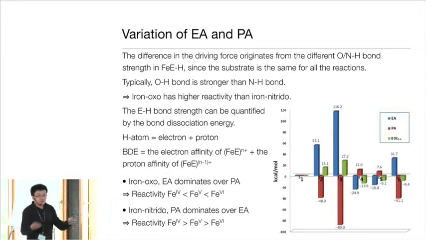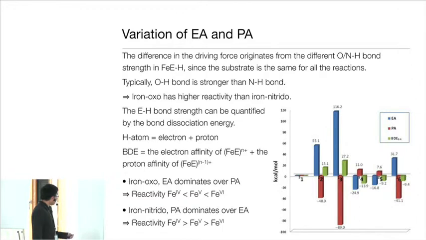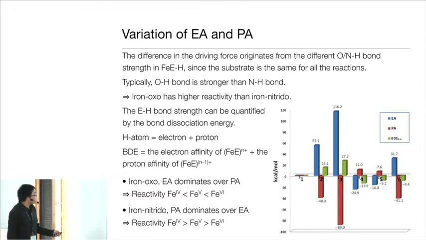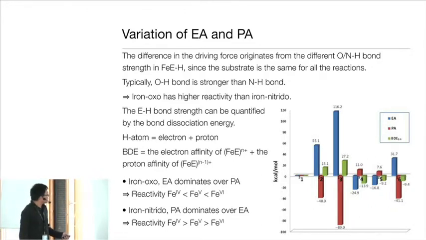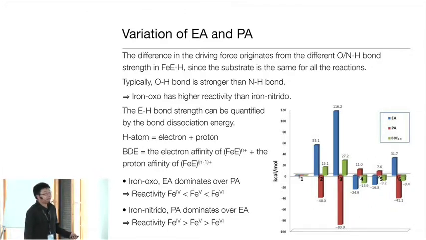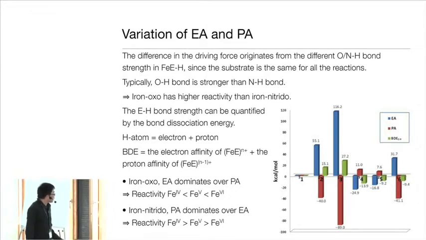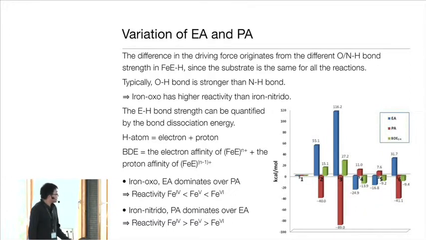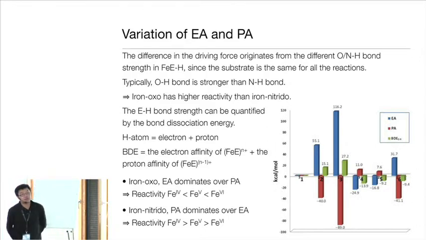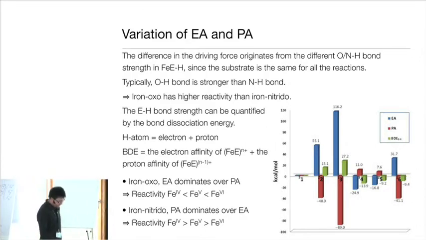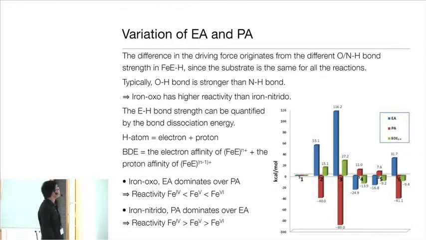And that makes dramatic differences. For the iron oxo series, we found the electron affinity is dominant over the proton affinity. For the nitrido, we found the proton affinity dominant over the electron affinity. That gives the trend that we observed in the C-H bond activation. Okay. We have published this already.